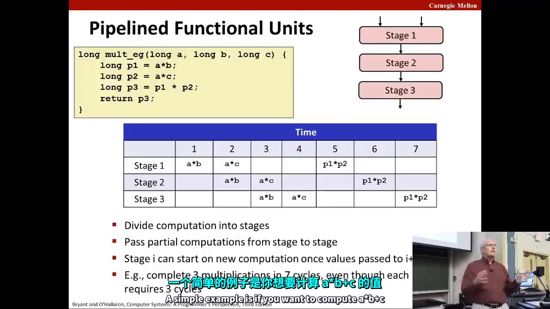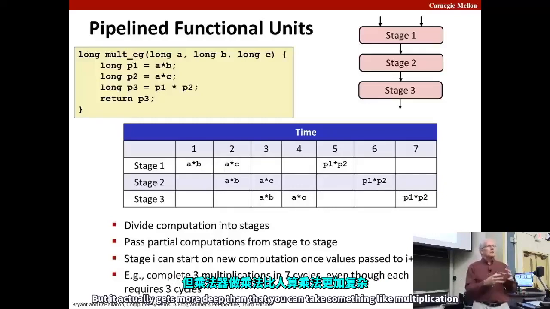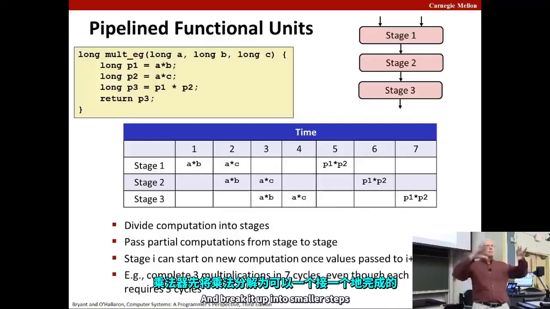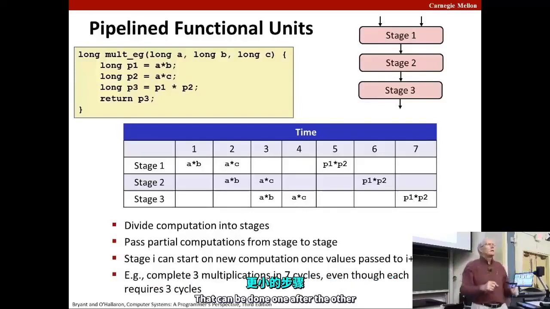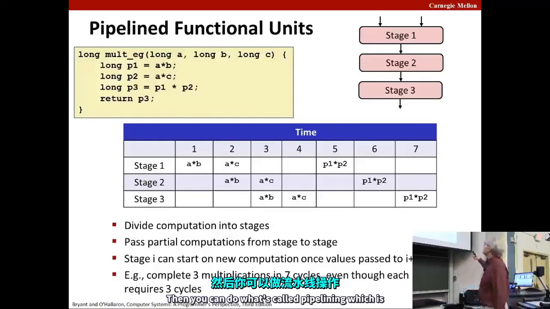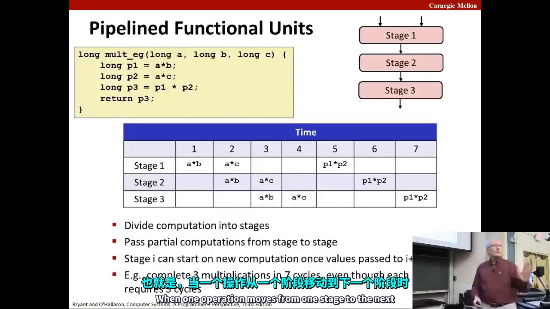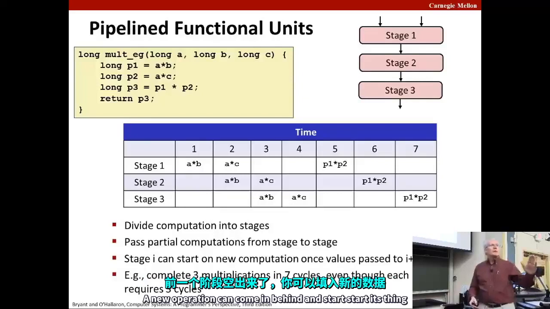A simple example is if you want to compute A times B plus C, you first do the times and then you do the plus. But it actually gets deeper than that. You can take something like multiplication and break it up into smaller steps that can be done one after the other. If you have separate dedicated hardware for each of those stages, then you can do what's called pipelining, which is when one operation moves from one stage to the next, a new operation can come in behind and start its thing.